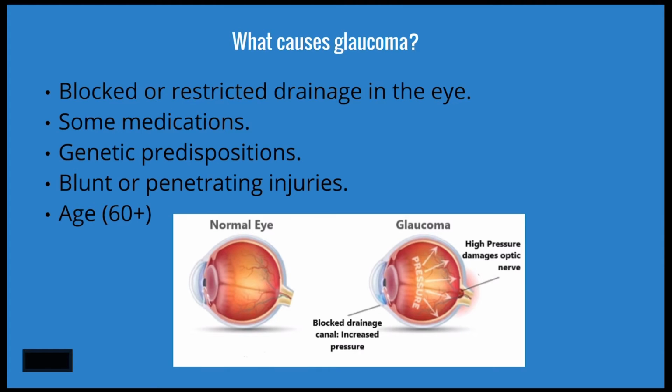Another cause can be genetic predisposition, and this is when glaucoma runs in the family or there's a history of glaucoma in your family, then you are more likely to develop it. And there's also blunt or penetrating injuries. This can be from contact sports like boxing, baseball, football, or any type of injury to the head or to the eyes. And then age is also another factor. Anybody over the age of 60 is at higher risk for developing glaucoma.